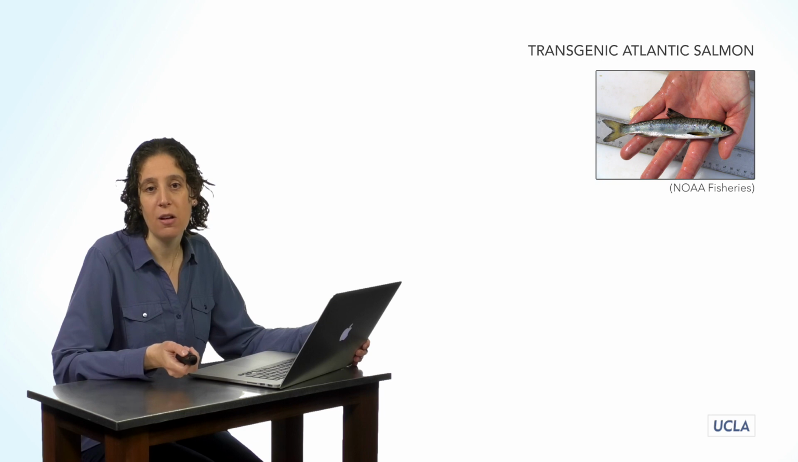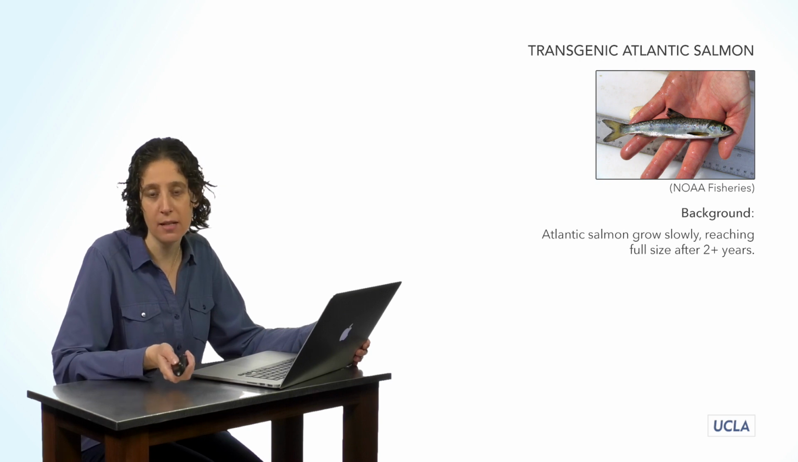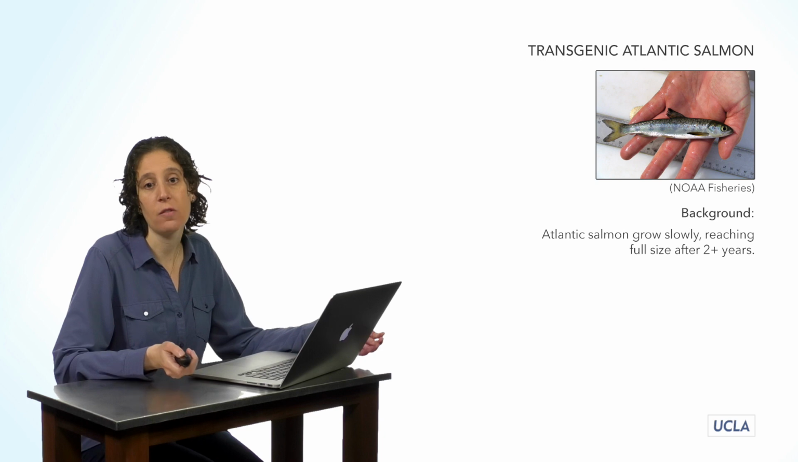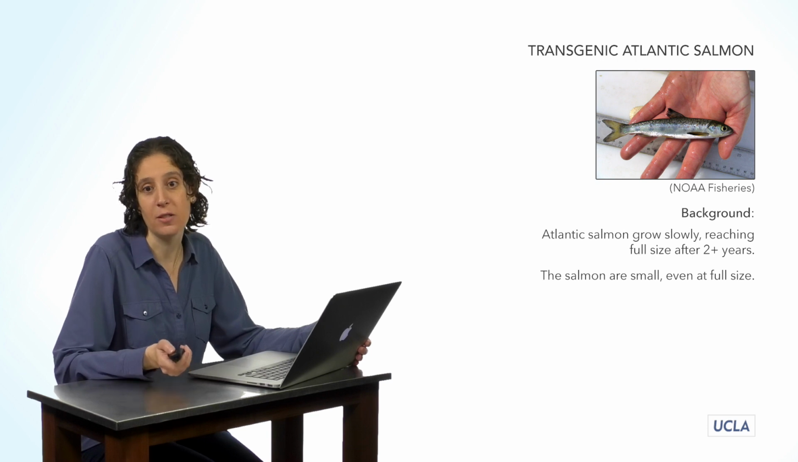Now we're going to talk about a completely different example of the use of transgenics that has to do with the food industry, and specifically with the production of transgenic Atlantic salmon. Atlantic salmon are grown in a lot of fish farms for human consumption. And the reason for trying to make transgenic salmon is that Atlantic salmon grow very slowly, and they don't reach their full size for at least 2 years. In addition, they're pretty small even when they reach their full size, as you can see from the picture.